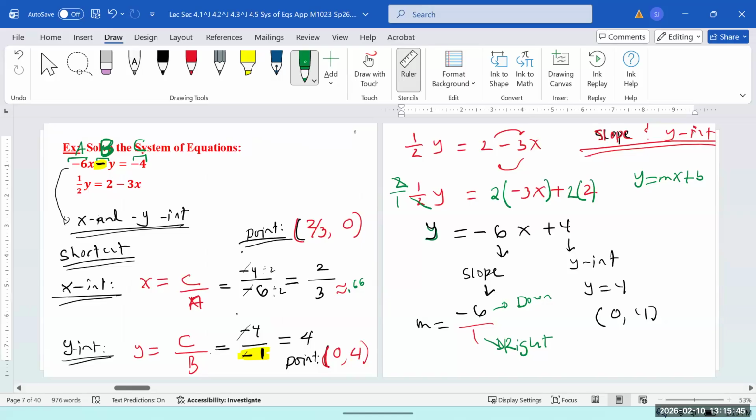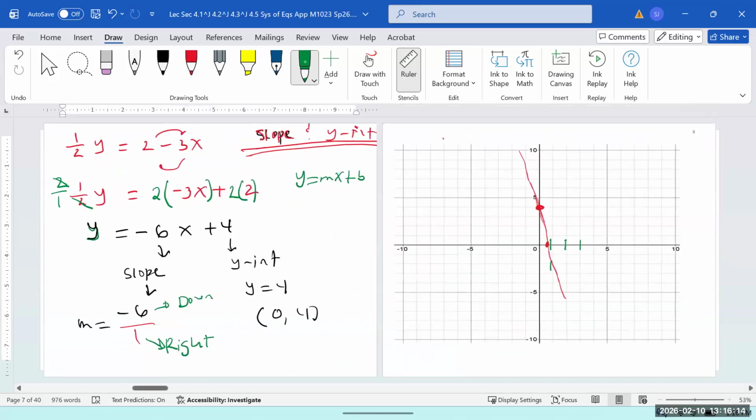So depending on the format, for standard form, it's better to use x and y intercepts. This one is not in standard form. This is in slope-intercept form, so use the slope and y-intercept method. But you can use any method anywhere. It doesn't matter. But if you want to make your life easier, then this is the recommendation. So now let's graph using slope and y-intercept.